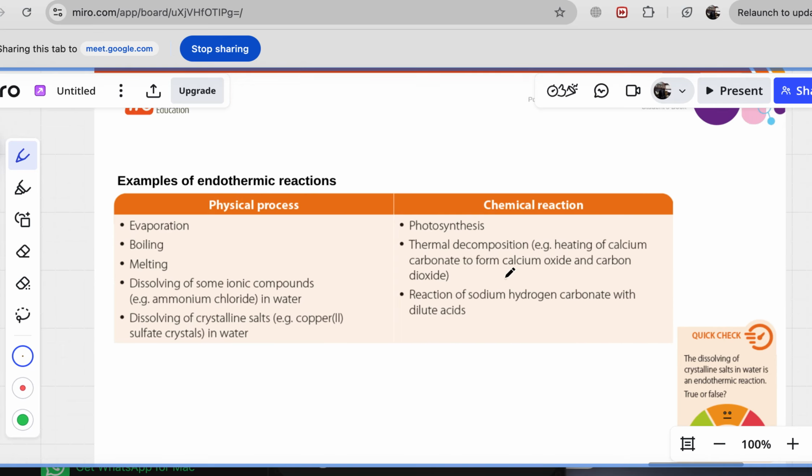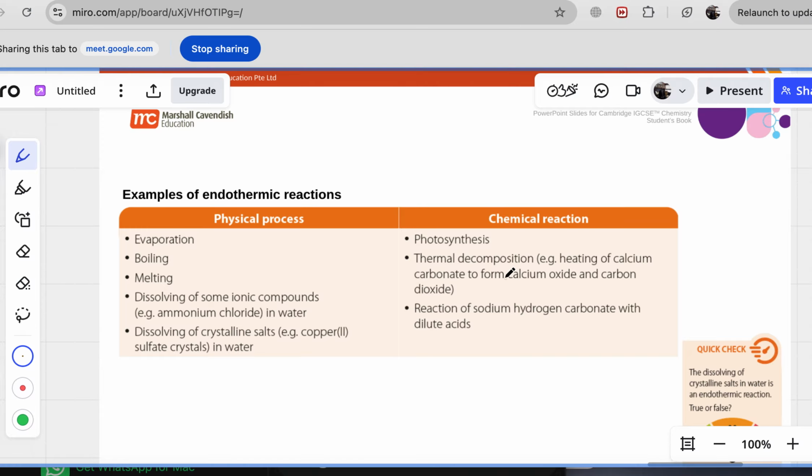Now let's take a look at endothermic, physical process and chemical process. Now in endothermic reaction, physical process like evaporation. Evaporation, you are taking heat from the surrounding, right? You take the heat so that the top particles of the water will gain more energy in order to be able to escape. You have to take the heat from the sun. Even boiling, you have to take heat from your gas cooker to heat the water. So all these are endothermic reactions.